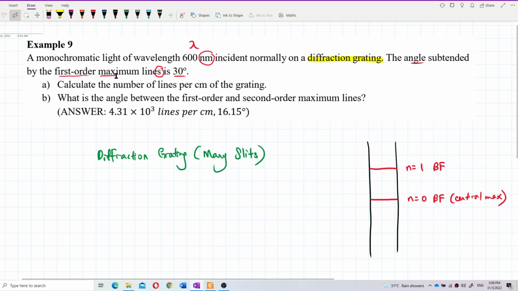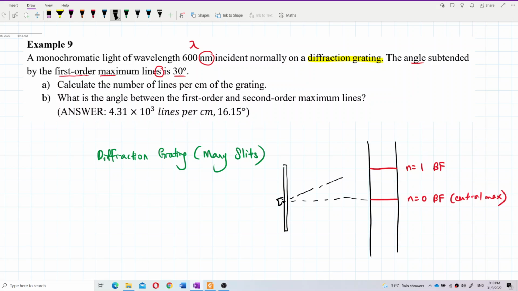Angle subtended by first order maximum lines. Why got S here? So what angle is this? This here is a source of light, passing through a diffraction grating, and then diffraction happens. Is it this angle? Is it the 30 degree from the central maximum, the zero order bright fringe, up to the first order bright fringe? Is that the 30 degree?